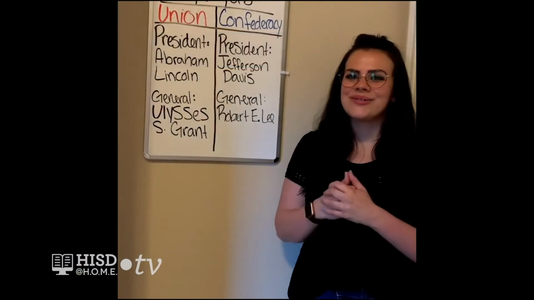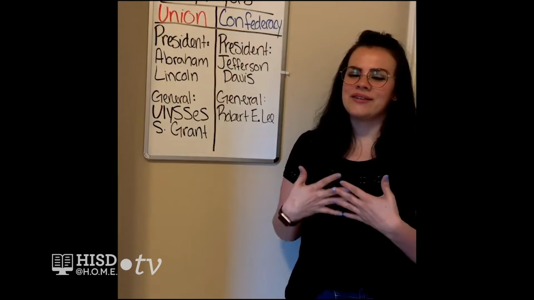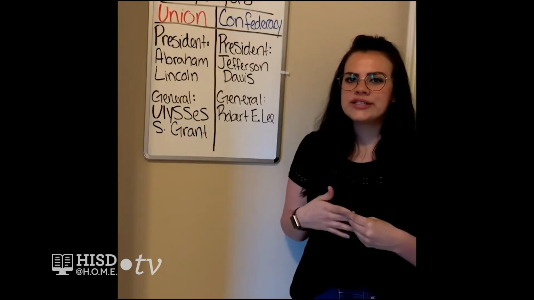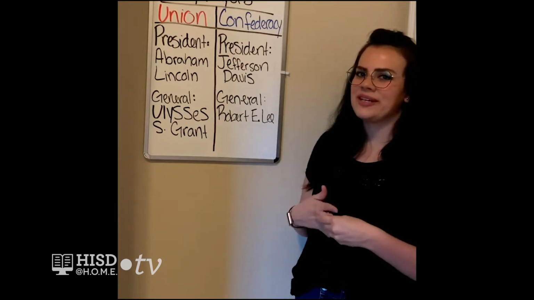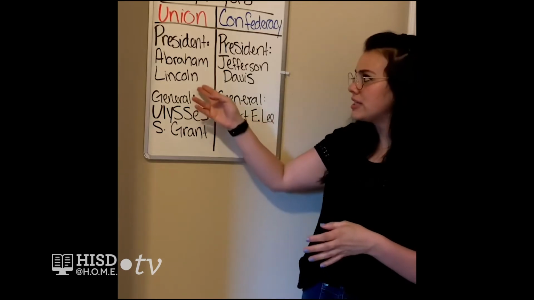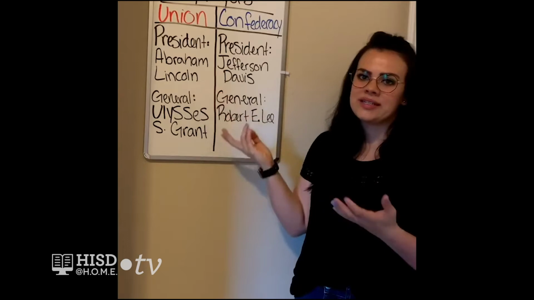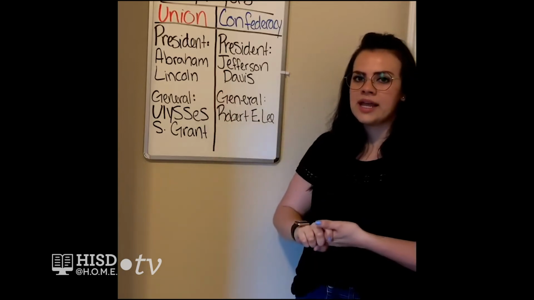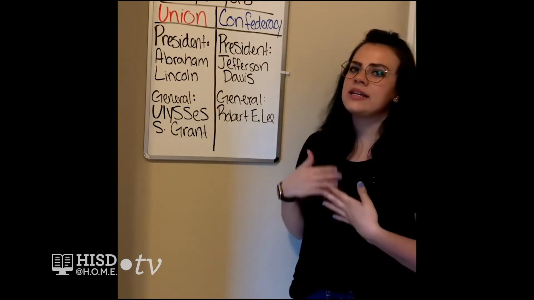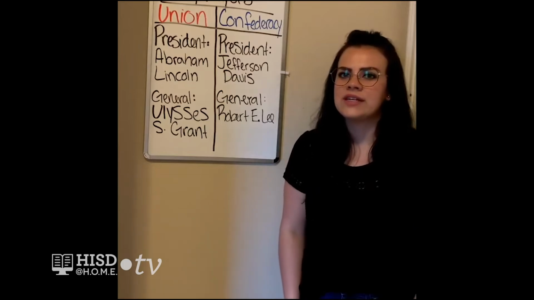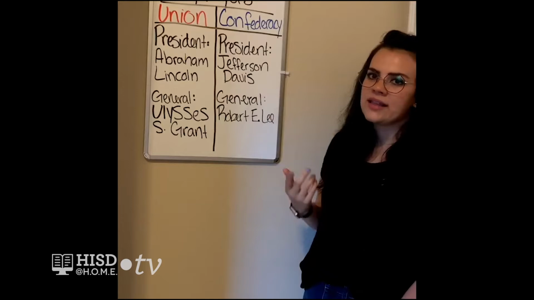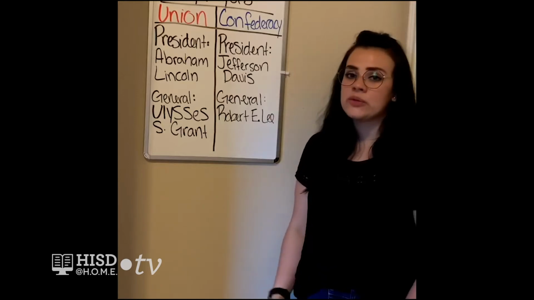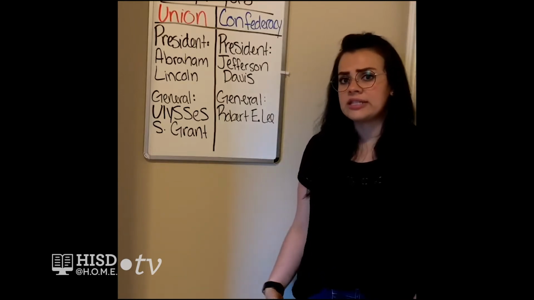All right, guys, so now that we have talked about the causes of the Civil War, we can go ahead and get into our key players. So we're going to start on the Union side with the president, Abraham Lincoln, of course. Abraham Lincoln gets elected, and it is one of the reasons why the South secedes. Now we're going to look at the Confederacy president. They elect Jefferson Davis, who was actually a senator in the United States.